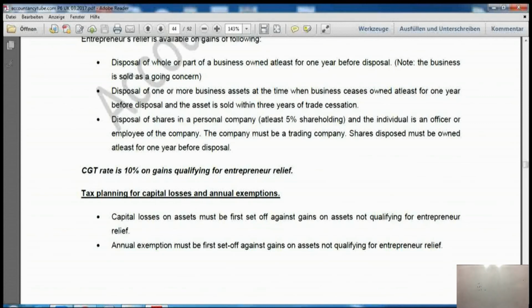Alright? Then after that it says annual exemption must first be set off against gains on the assets not qualifying for entrepreneur relief. Likewise, when we are considering the annual exemption of £11,000, please make sure you set it off against the capital gains which are not qualifying for entrepreneur relief, because that way you are saving tax at a higher rate, whereas if you set it off against assets which are qualifying for entrepreneur relief, you would be saving less tax.